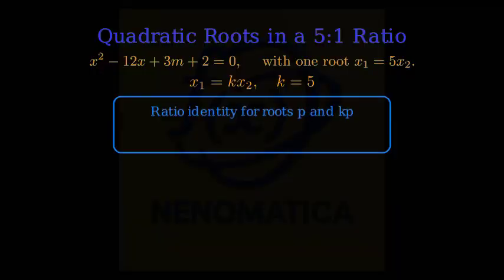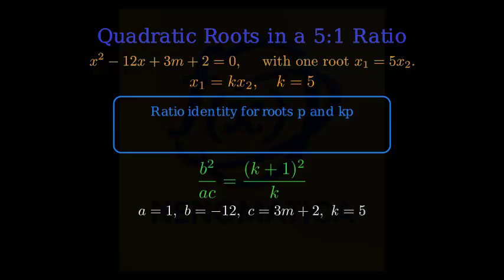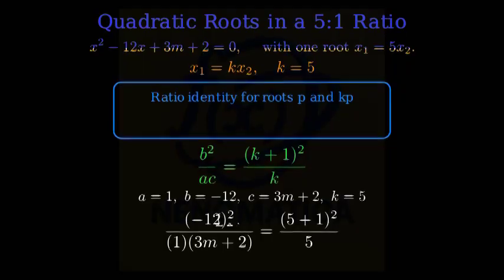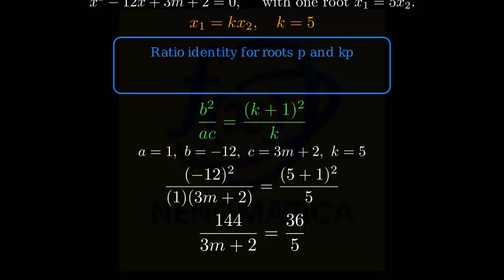If ax squared plus bx plus c equals 0 has roots in the ratio k to 1, then b squared over ac equals the quantity k plus 1 squared divided by k. Let's write that identity. Step 3. Substitute a equals 1, b equals negative 12, c equals 3m plus 2, and k equals 5. Step 4. Simplify each side and solve the proportion. We get 144 over 3m plus 2 equals 36 over 5.